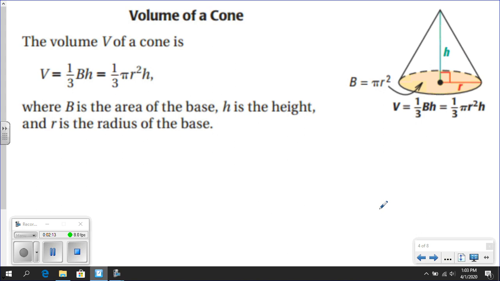Volume of a cone. Volume of a cone, V, is equal to 1/3 the area of the base times the height. Well, if we look at our cone here, we notice that the base is a circle, so we are going to have to use the area of a circle, which is pi r squared. So the volume is going to equal 1/3 times pi r squared times the height of the cone.